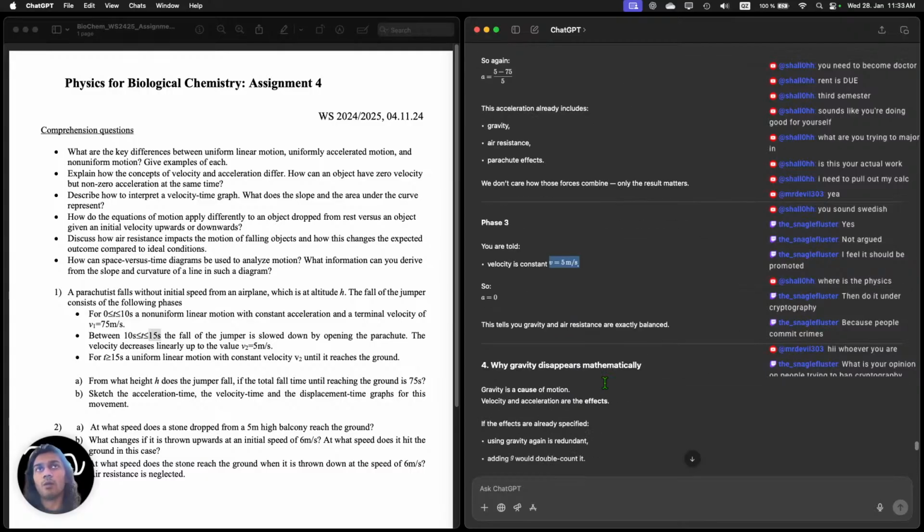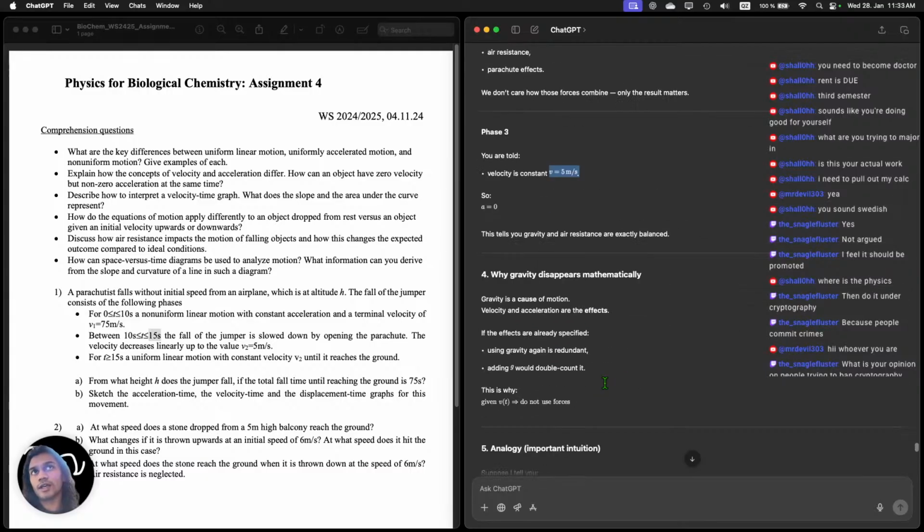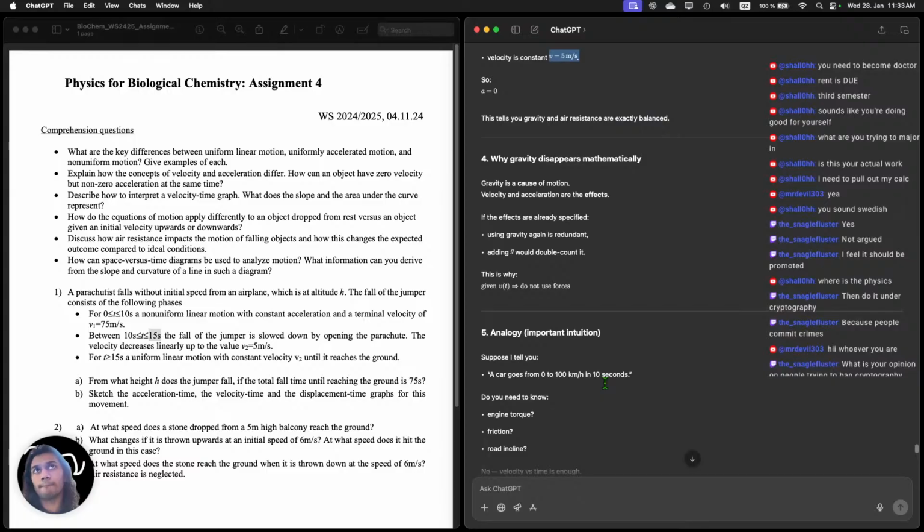Why does gravity disappear mathematically? Gravity is the cause of motion. Velocity and acceleration are the effects. If the effects are already specified, using gravity again is redundant. Adding g would double count it.